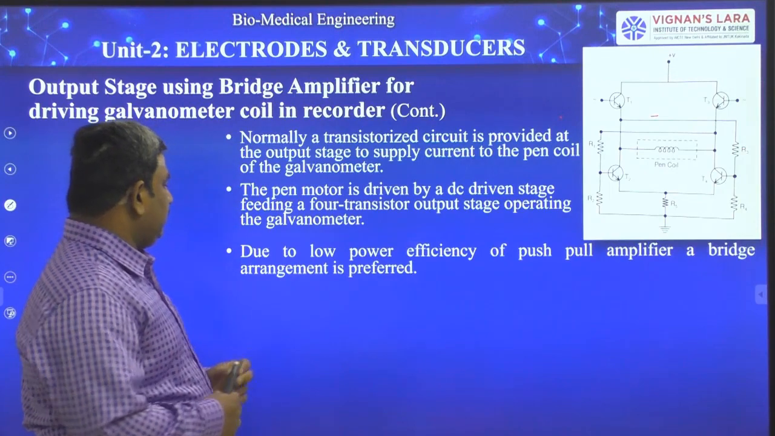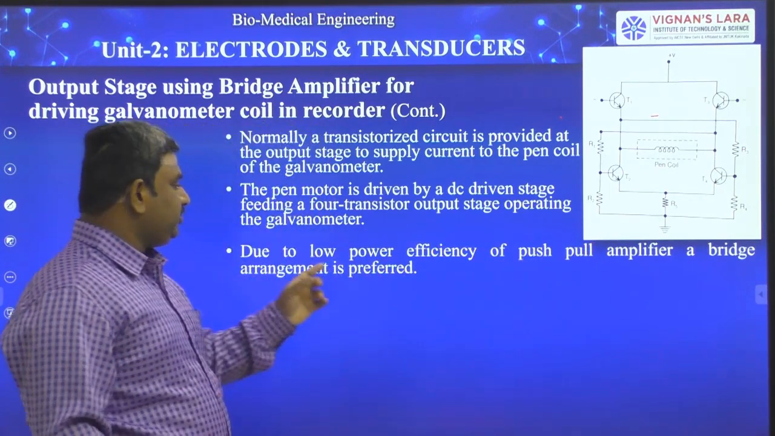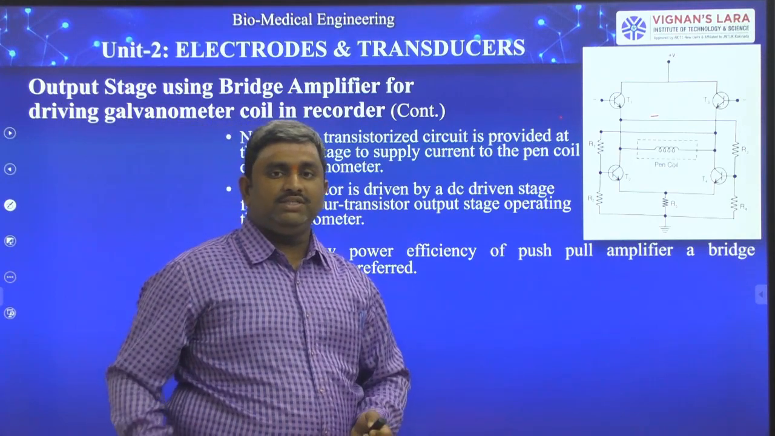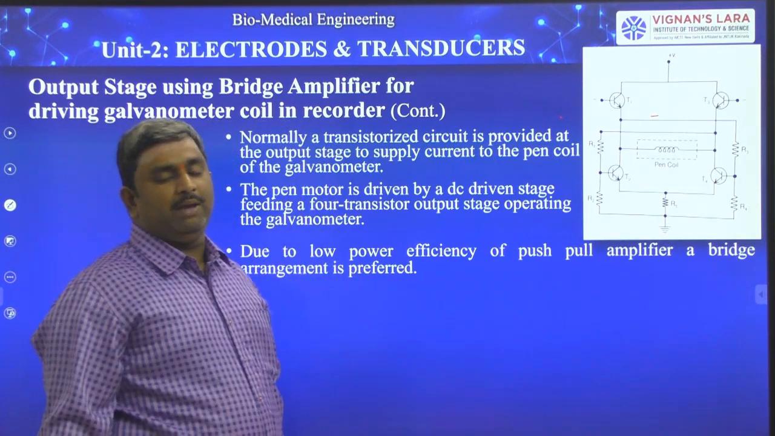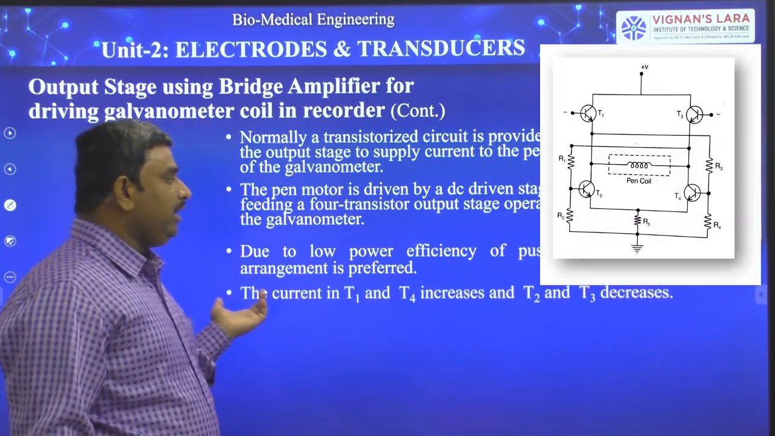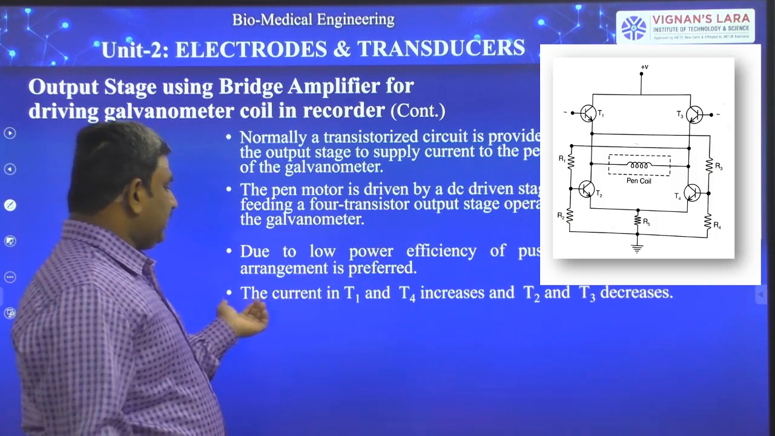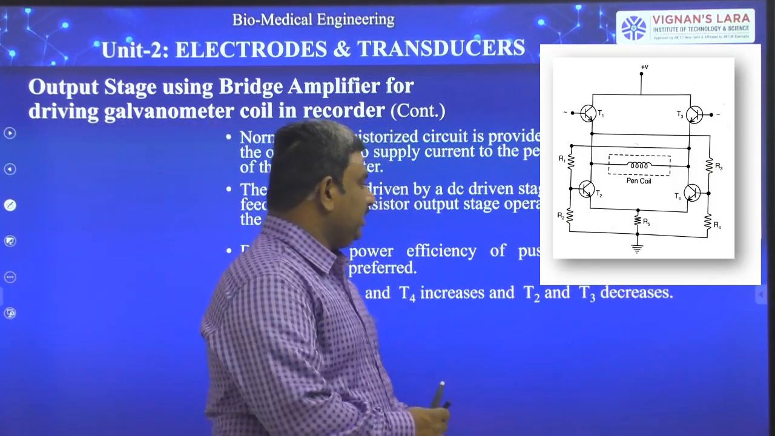Okay, so coming to here, due to the low power efficiency of the push-pull amplifier, a bridge arrangement is preferred. Previously, for the galvanometric recorder based system, a class B push-pull amplifier was used, but we have removed that one and we have provided a bridge amplifier here. So the current in T1 and T4 increases and in T2, T3 decreases.